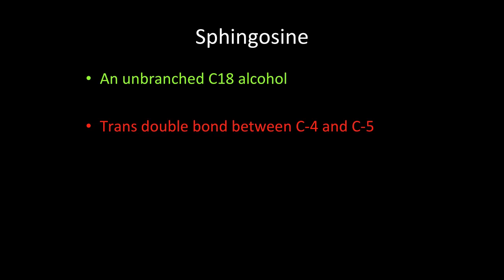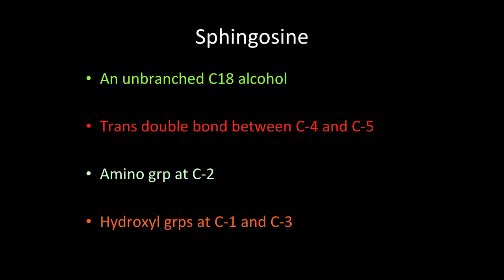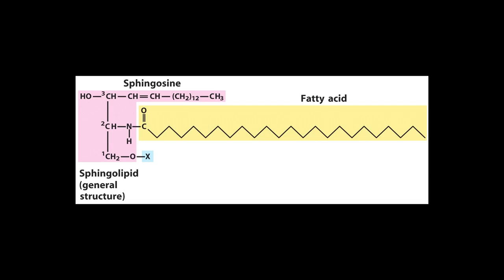You might not know that it's a trans double bond, but the double bond is of the trans configuration, and it's between carbons 4 and 5. There was an amino group at carbon 2. And there are two hydroxyl groups, one at carbon 1 and one at carbon 3.